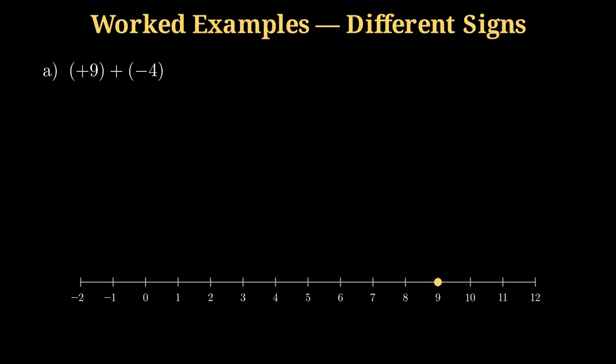Start at 9, and because we are adding a negative, walk 4 steps to the left, we land on 5. With a rule, different signs subtract the sizes. 9 minus 4 is 5. Which size is bigger? 9, and 9 was positive, so the answer is positive 5.